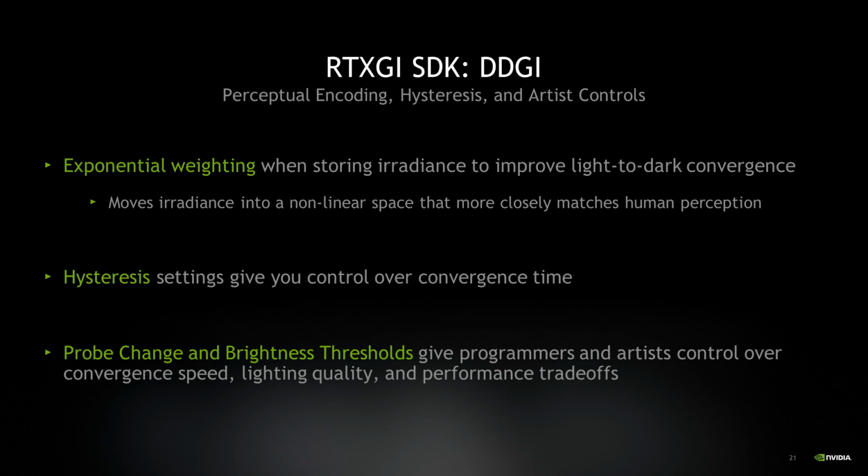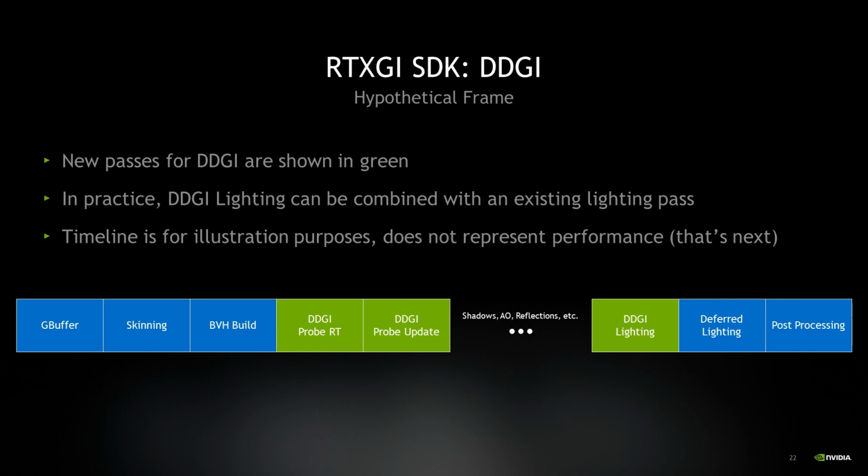We've also included probe change and brightness thresholds. These thresholds are used to temporarily adjust the hysteresis when large lighting or brightness changes occur in a short period of time. When using these thresholds, you have tighter control over the lighting convergence speed, quality, and performance trade-offs. We've spent time tuning the performance of our implementation to achieve the scalability goal I discussed earlier.